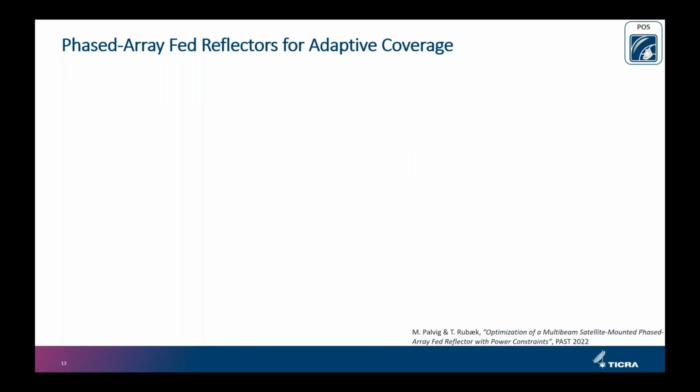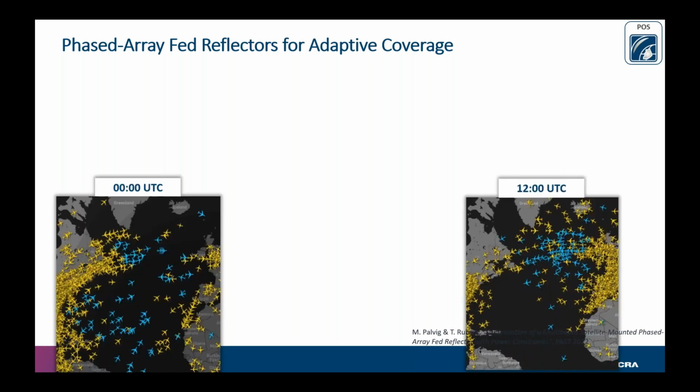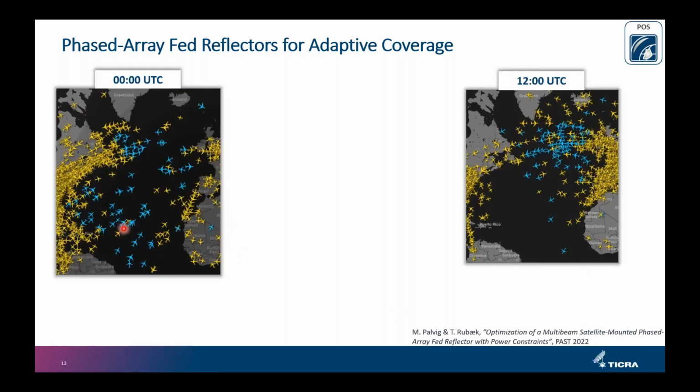Yes, if we take a look now at the phased array fed reflector with an adaptive coverage, typically you will have something like this. This is the Atlantic Ocean. The US is over here and Europe is over here. So at 0 UTC time, there's a lot of traffic on the east coast of the US, while at noon UTC time, there's a lot of traffic over here in Europe, starting from Europe going towards the Americas.